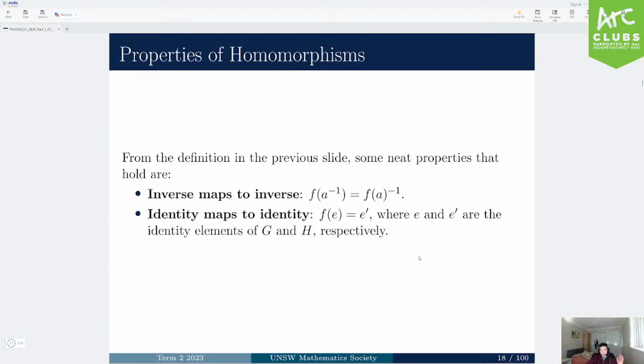Again, from the definitions of the previous slides, these two identities can actually be proved. So, inverse maps to the inverse. If we take f of A inverse, that's the same as the inverse of f of A. We can just take the minus 1 outside. And the identity also maps to the identity. So if we take f of E, that is going to equal E dash, where E dash is the identity in H and E is the identity in G.